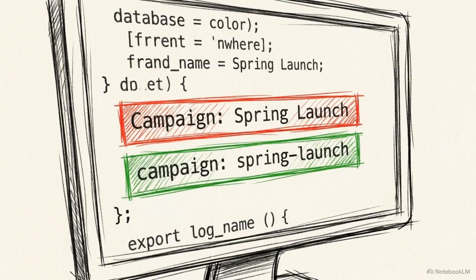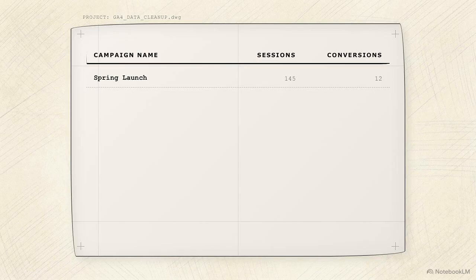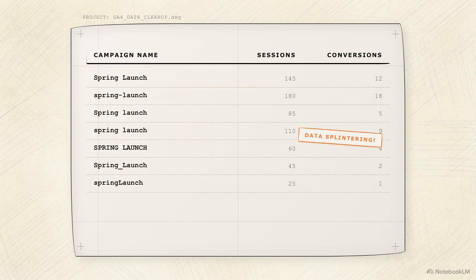Manual tracking introduces a new problem. Database algorithms are completely rigid. This reporting table demonstrates what happens when context is ignored. A human knows that "Spring Launch," with spaces and capital letters, is the same promotion as "spring-launch" with a dash. The algorithm does not, and it splinters the identical campaign traffic across dozens of disconnected rows.